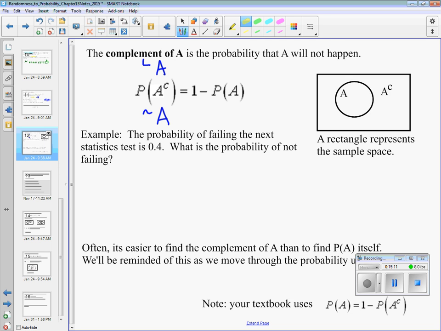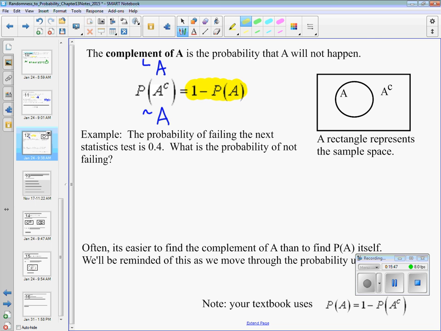Mathematically, what we're looking for is that the complement is just that you subtract it from 1. So the probability of an event and its complement together have to add up to be 1. The probability that I roll a 1 on a die, what's the complement of that? The probability that I don't roll a 1, wouldn't they add up to be 1?